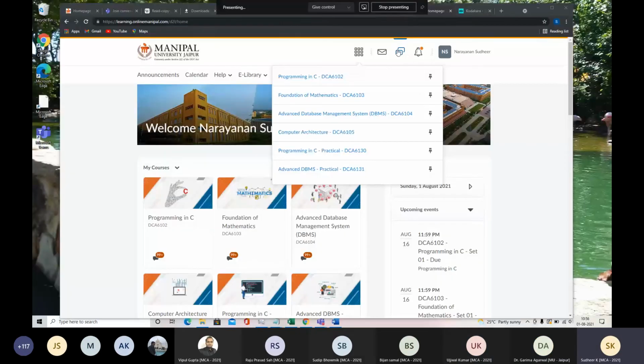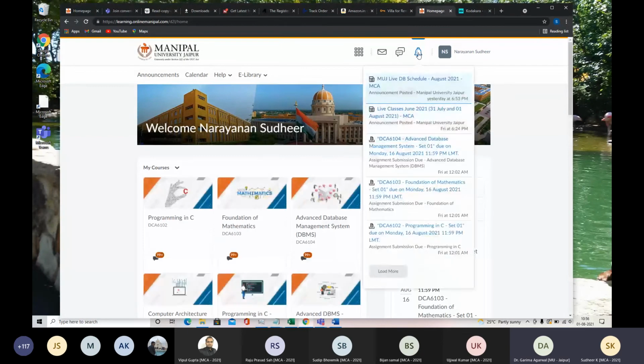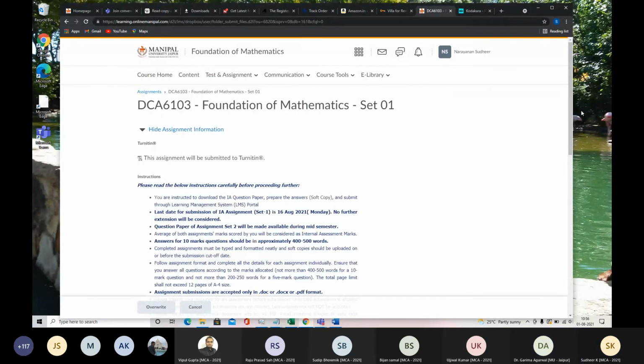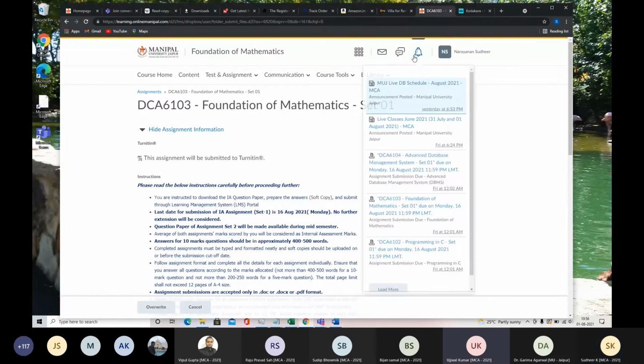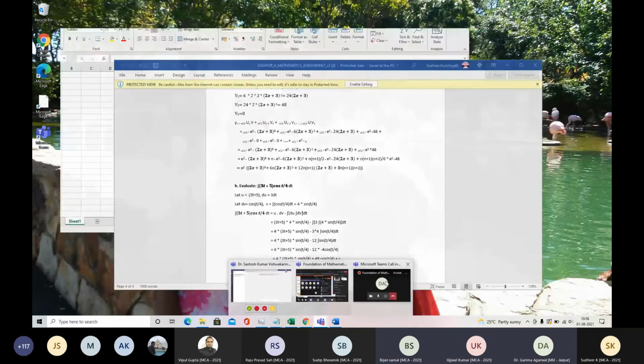Can you see my screen? Yes, I can see. So I'm clicking the announcement. I'm picking it. So there is an option to overwrite. Can you see that overwrite? Yes, Sudhir. Just click on the overwrite, and the procedure is as simple as your first submission. Okay, go to the announcement. Yeah, I got it. Thank you, Sudeep. You're most welcome. Thank you, Sudhir. Thank you, Ujjwal. Thank you, ma'am. Okay, fine.